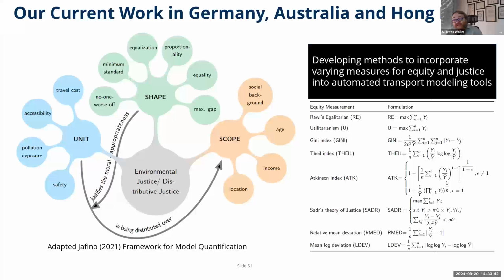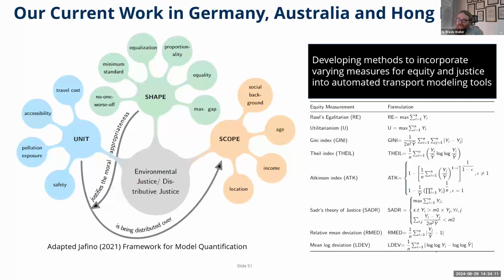And then the trickiest is the shape. What is the philosophical definition of equity, the theory of justice? Is it that no one should be worse off from the project? Is it, again, that utilitarian greatest good for the greatest number of people? Is it more of a capabilities approach, where we would ensure a minimum level of service for every group? That has to be defined somewhere. We would argue that's really the role of governance. From the governance structure, the unit, shape, and scope would come.